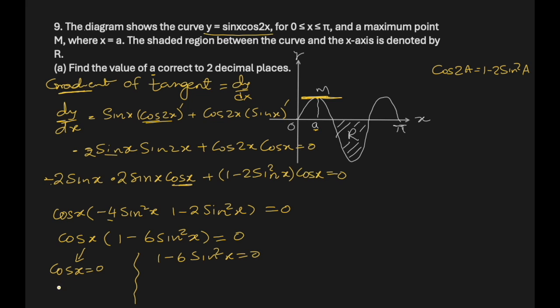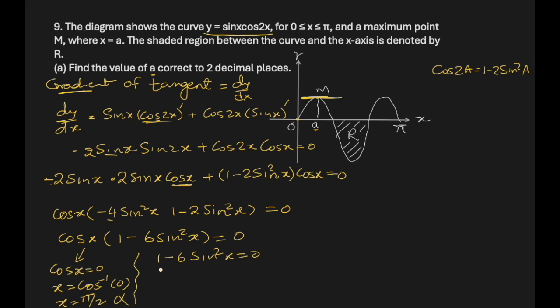This gives us x equal to cos inverse 0. Sorry, x is equal to pi by 2 in this case, because cos pi by 2 is 0, and pi by 2 is somewhere in between. So that means this is not our answer. It cannot be a. It is not half of this pi.